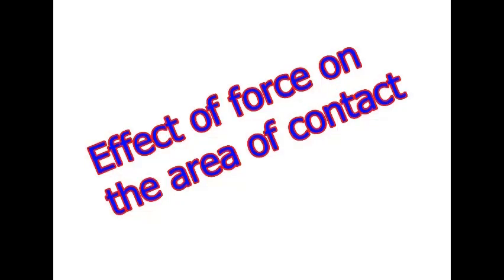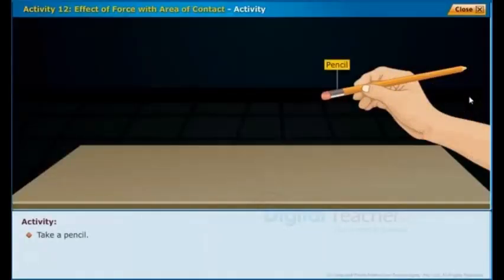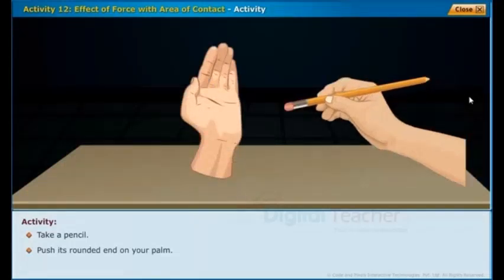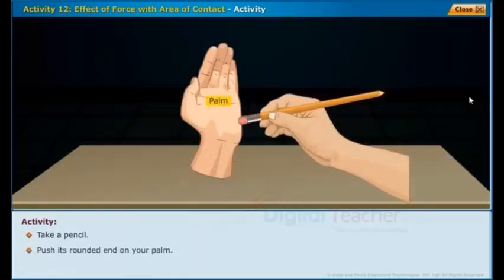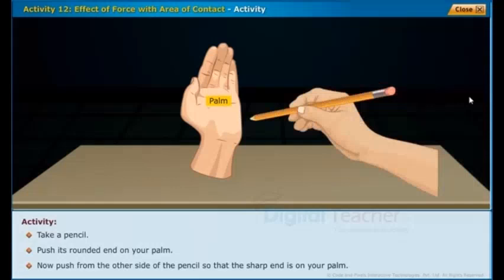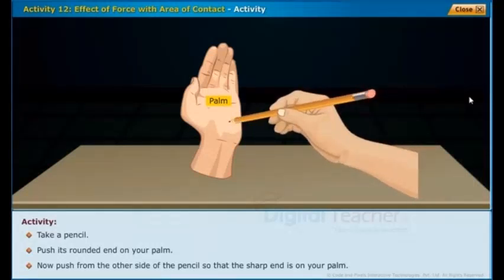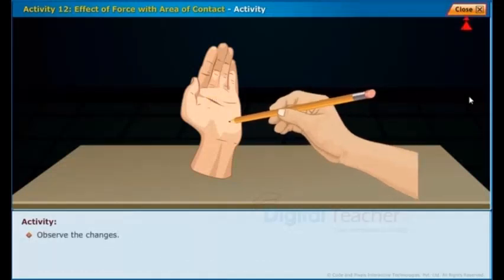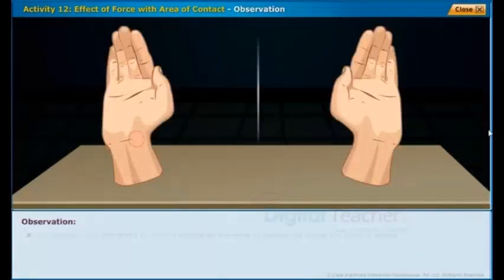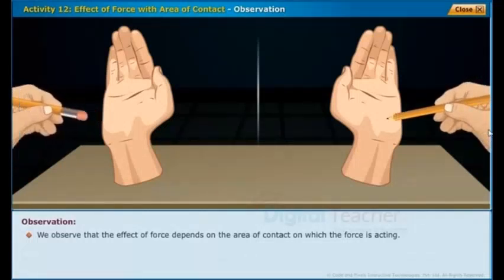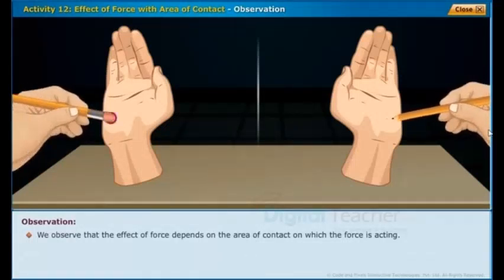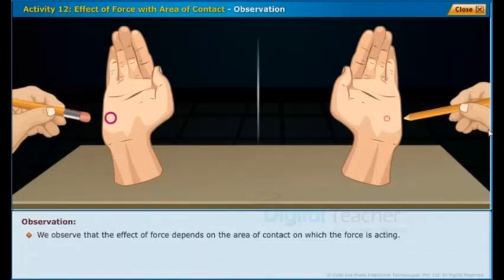Let's move on to the next activity of finding the effect of force with area of contact. Take a pencil. Push its rounded end on your palm. Now push from the other side of the pencil so that the sharp end is on your palm. Observe the changes. We observe that the effect of force depends on the area of contact on which the force is acting.